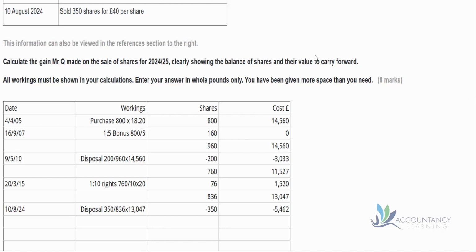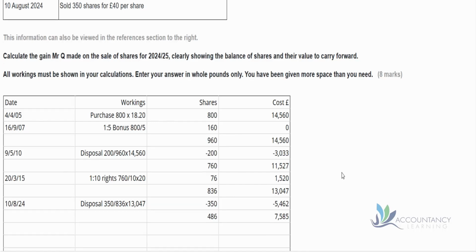Now the question did tell us to show the balance of shares and their value to carry forward, so we do need another subtotal here. So that means that we have 486 shares left with a running cost of 7,585. So there we are, that's our shares and cost for the various transactions.